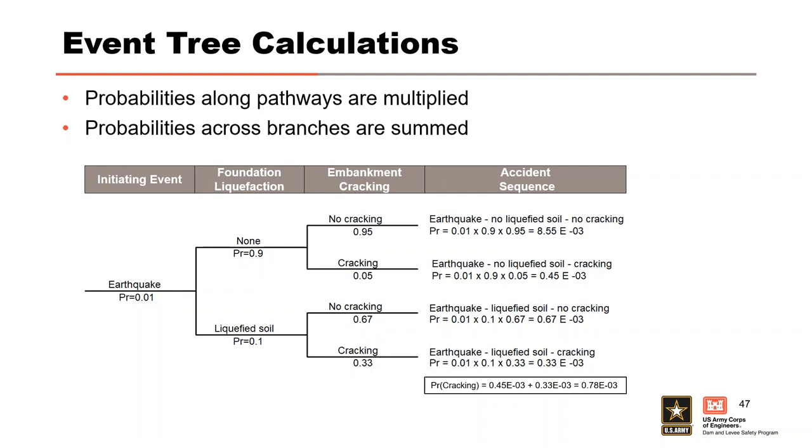Finally, some calculations. Probabilities along pathways are multiplied, and probabilities across branches are summed. In this example, to get the probability of cracking, there are two pathways that result in cracking. In the event tree, we start with an earthquake, and the foundation either liquefies or it does not. If the foundation does not liquefy, there can still be enough movement to crack the embankment. If the foundation does liquefy, the probability of embankment cracking is even greater because of the increased differential settlement. The sum of these two end probabilities will then give the total probability of cracking.